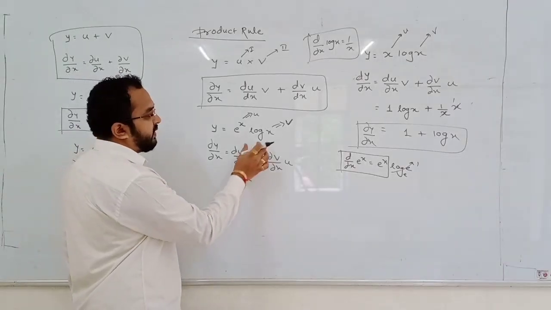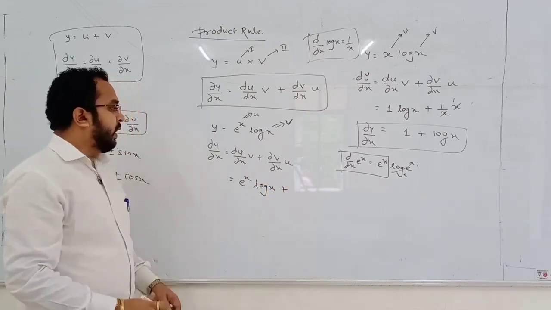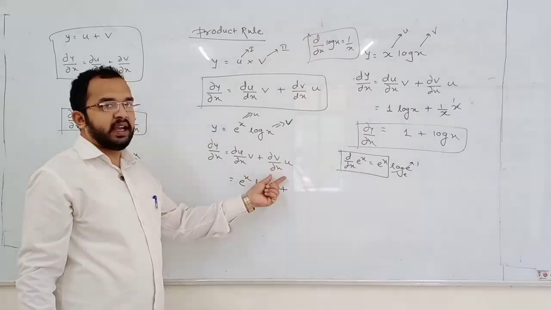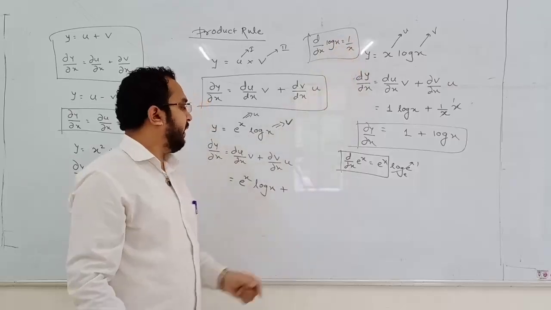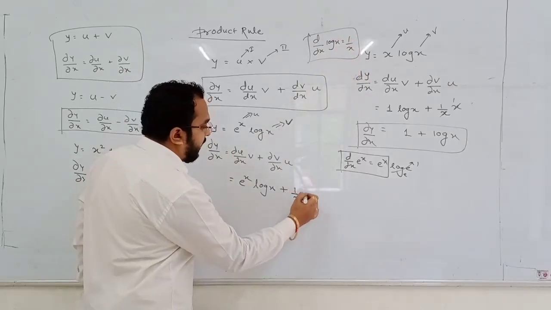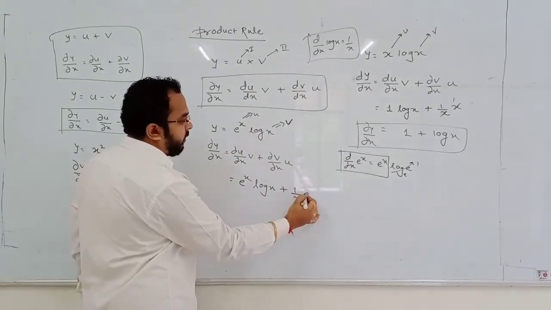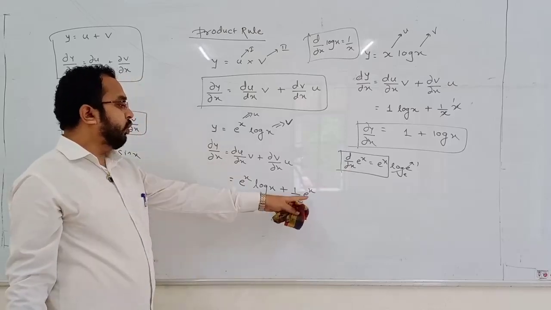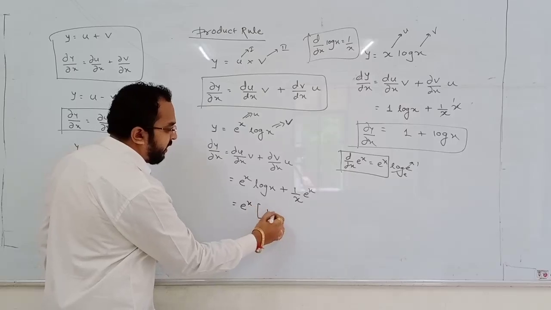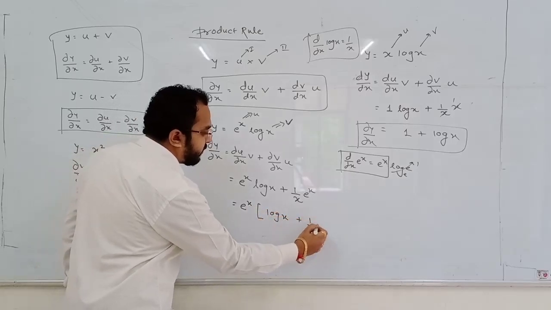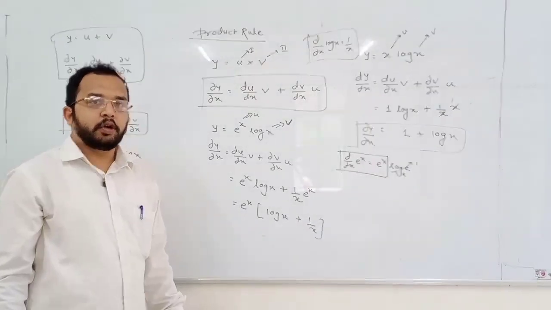Next, v means second function as it is. What is second function? Log x, plus differentiation of second function, dv by dx. What is v? Log x. What is the differentiation of log x? 1 by x. This is the differentiation of second into u, where u means first function e to the power x. So here e to the power x is common. You can take e to the power x common. Inside the bracket it will be log x plus 1 by x. Okay. So this is the product rule.